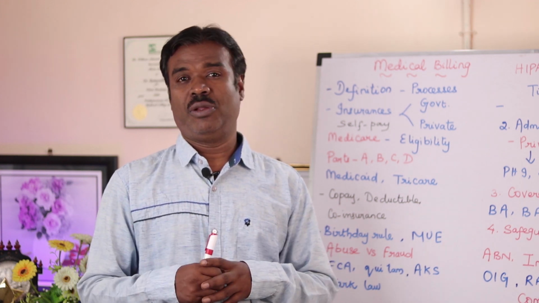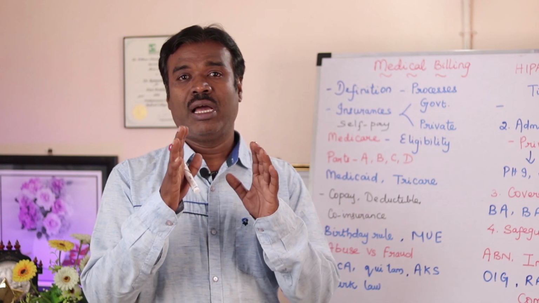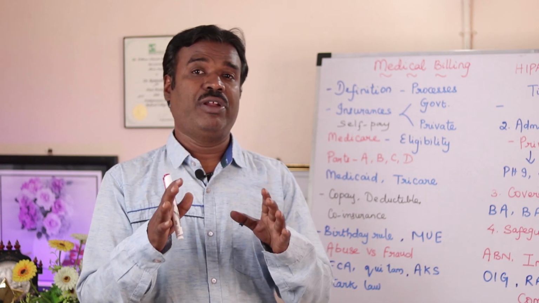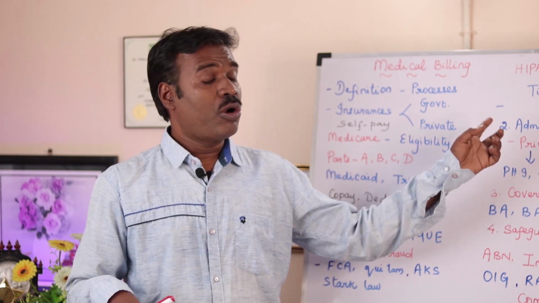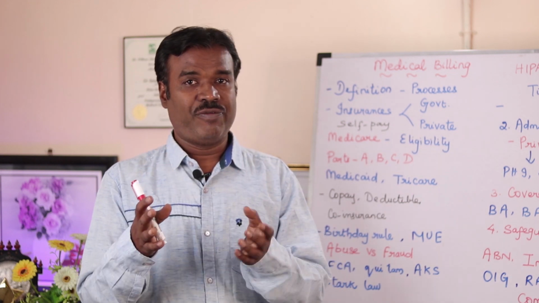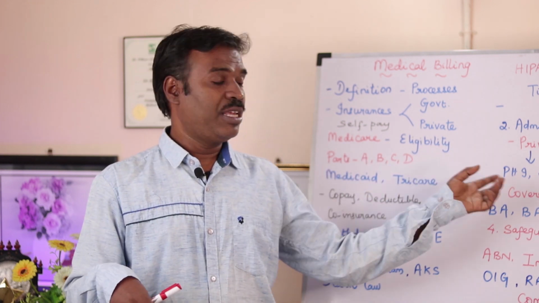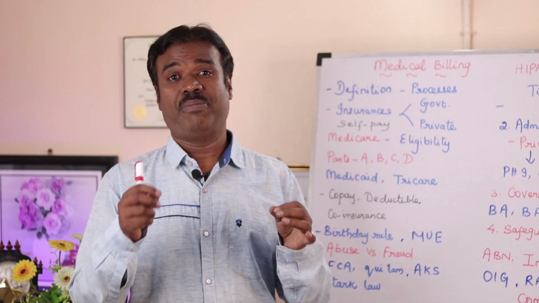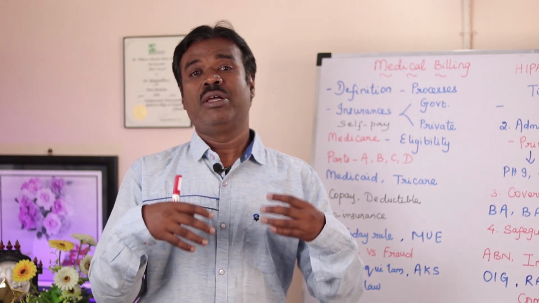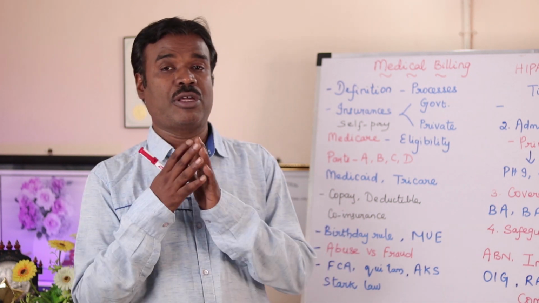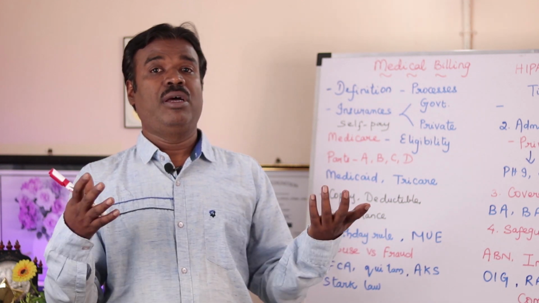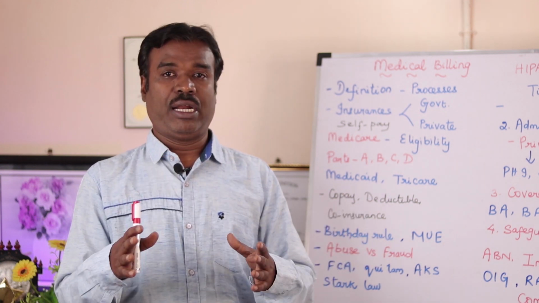What is a privacy rule? We all know health information is very confidential, very secret. In order to keep it very safe and private, we have something called PHI, a protected health information. So the information of these patients should be kept confidential and they should be protected.